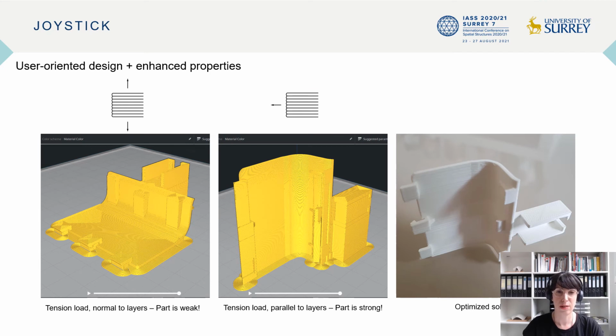So the student here identified problem from the additive manufacturing itself and turned it into a material-specific advantage. When the tension load was normal to the layer deposition, the part resulted to be weaker than when the tension load was parallel to the layer deposition. For that reason, he decided to print it vertically, and as a result, the properties of the object were optimized.